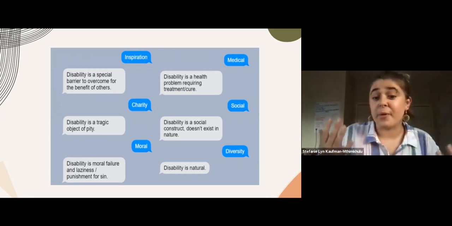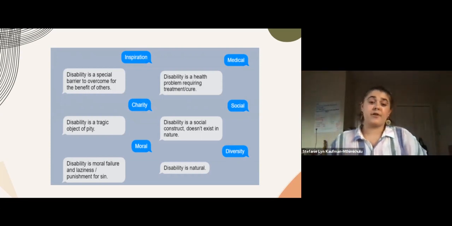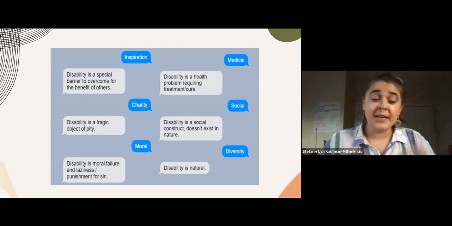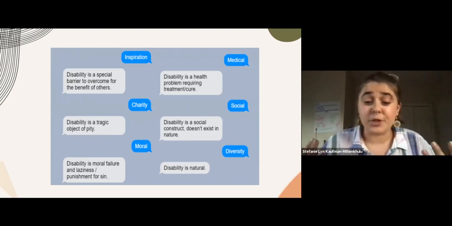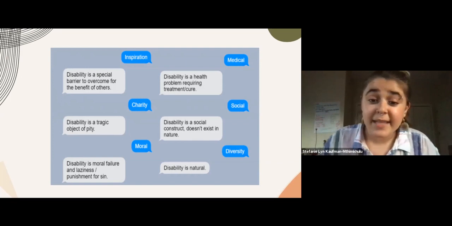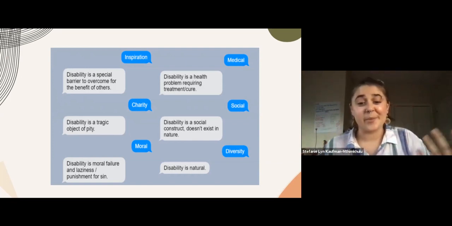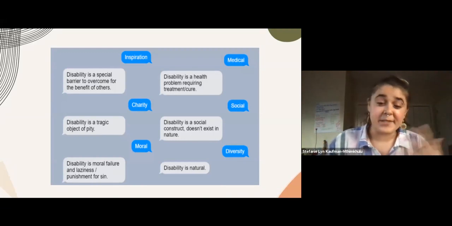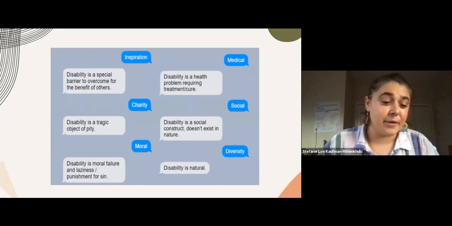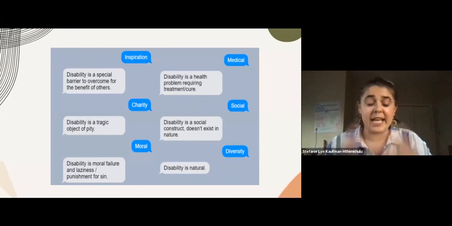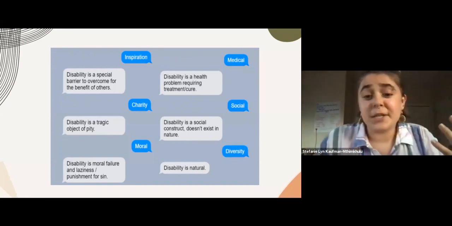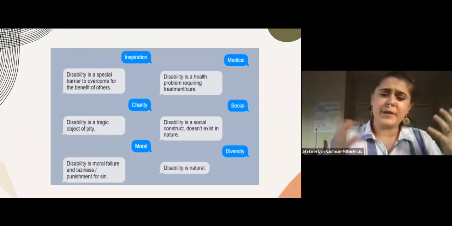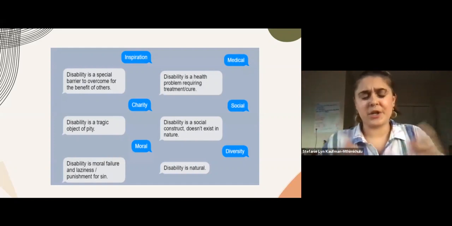Some of the other models that often come up and are heavily perpetuated in different spaces include the inspiration model. Some of y'all may have heard of the term inspiration porn, when we very much celebrate disabled people for doing very regular things that we wouldn't necessarily celebrate a non-disabled person for doing. Classically, you see an article of a non-disabled person taking a person with Down syndrome to prom, right? And people are like, oh, that's so great. That's so cute. That's so special.